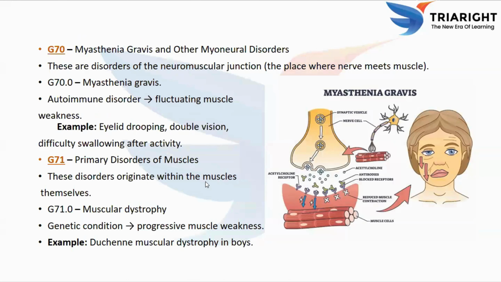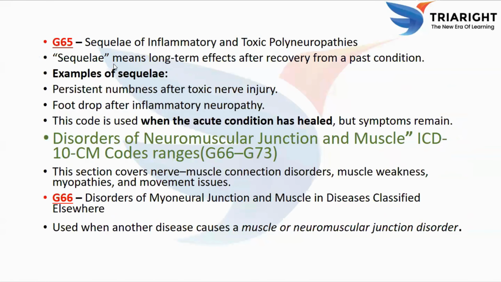And then next, G65. G65 is for sequelae of inflammatory and toxic polyneuropathies. So what do you mean by sequelae of inflammatory and toxic polyneuropathies? First, what is sequela? Sequela is nothing but the long-term effect that remains after the original condition has healed. Whenever the past condition is no longer active, but the patient still has leftover symptoms, that is the sequela. So when to use this G65 code? You have to use this code after the initial toxic or inflammatory neuropathy has resolved, but the patient still experiences continuing problems.